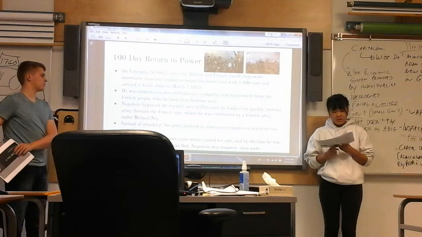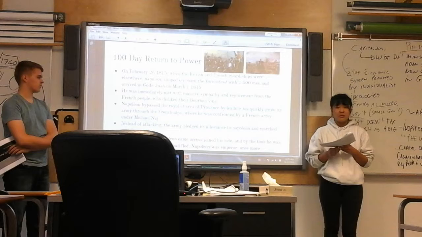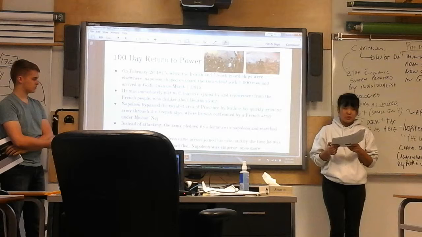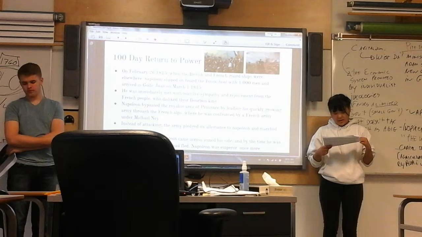Napoleon bypassed the royalist area by leading his quickly growing army through the French Alps, where he was confronted by a French army under Michel Ney. Instead of attacking, the army pledged its allegiance to Napoleon and marched with him. Every other army Napoleon came across joined his side, and by the time he was at Paris, the Bourbon king had already fled, and Napoleon was emperor once more.